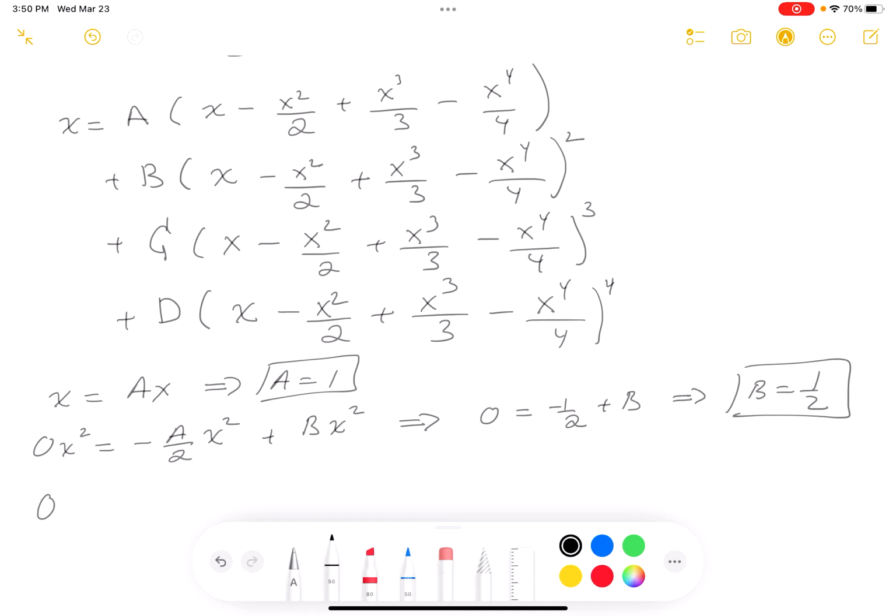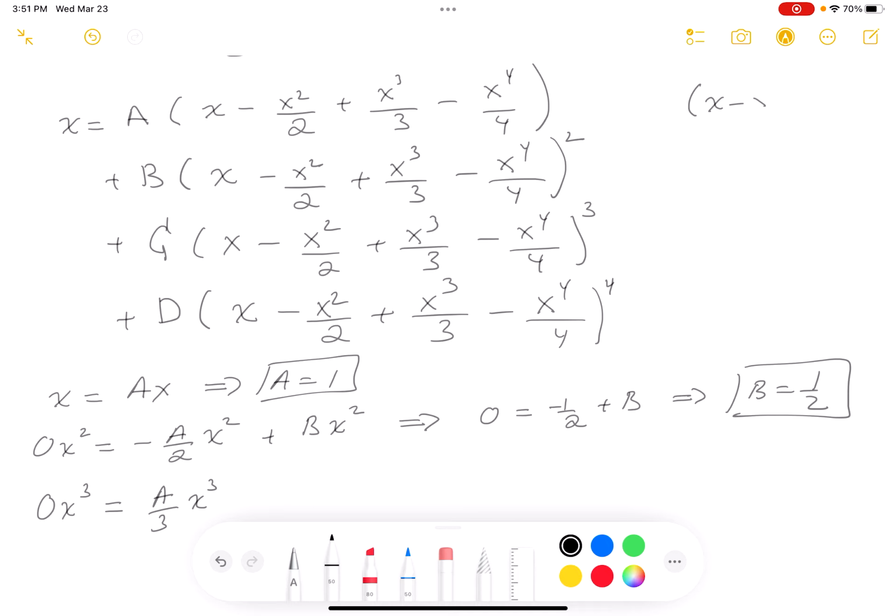Are there any cubes? No, there's no cubes on the left side. How about on the right side? Are there any cubes? Yeah, I'm seeing them. I'm seeing a over 3 x cubed. Now, I know this is difficult. Some people do it in their head, but I like to write things down just so I can see what's going on. And this is square from the second guy, right?